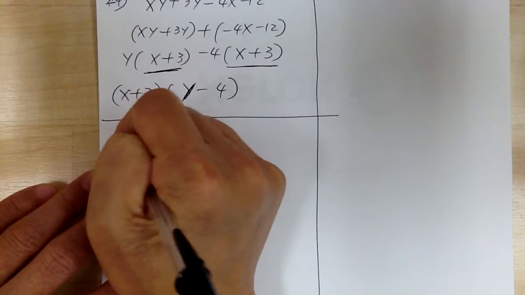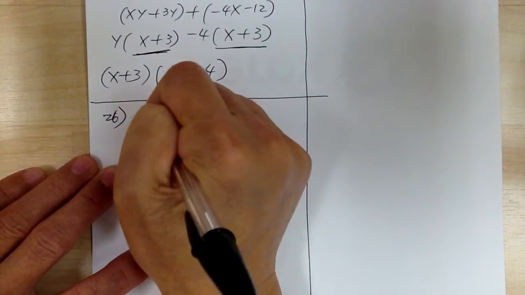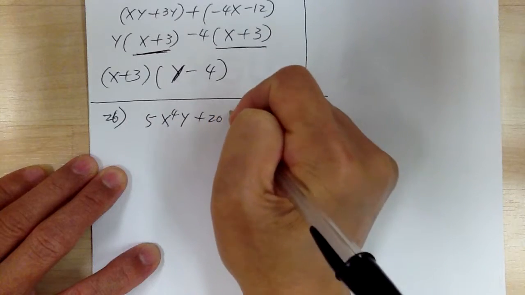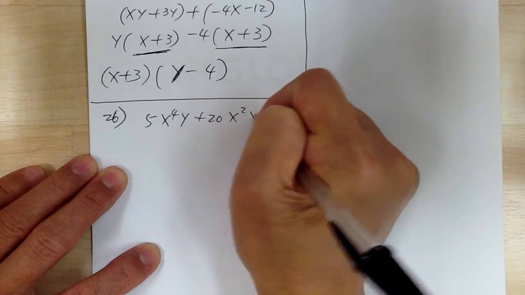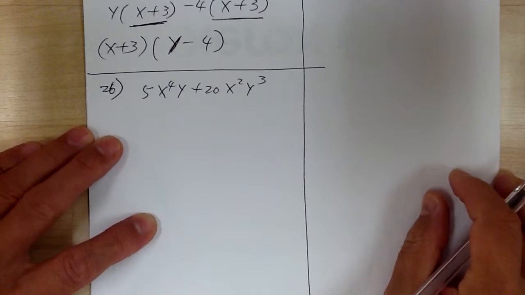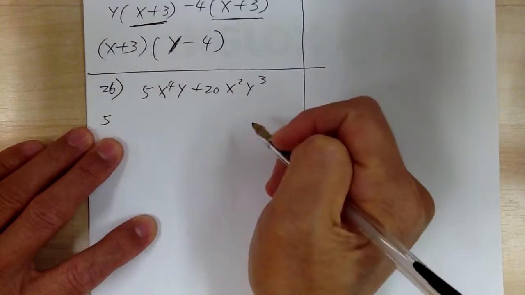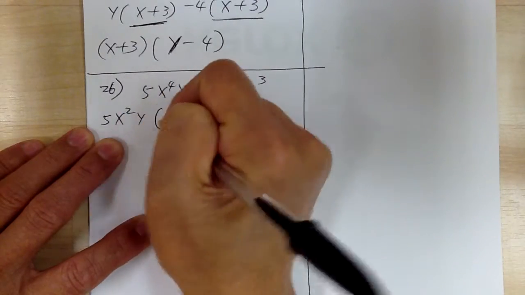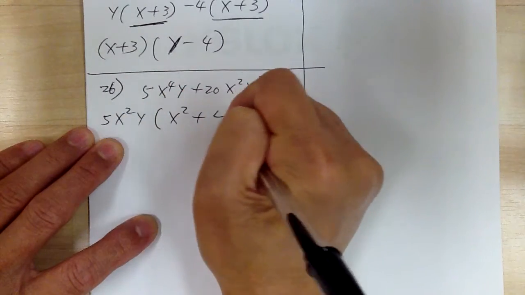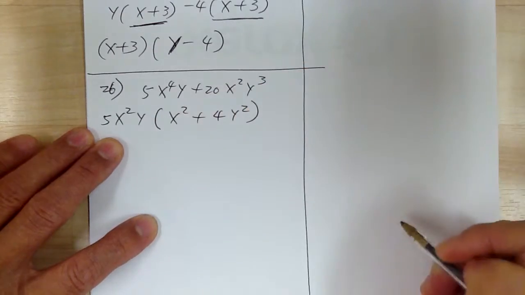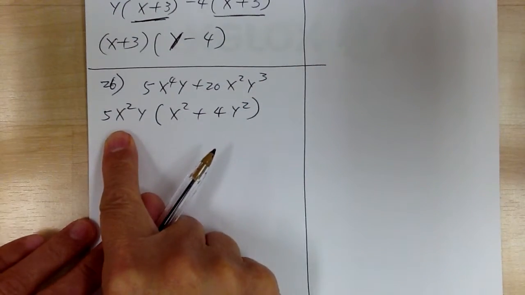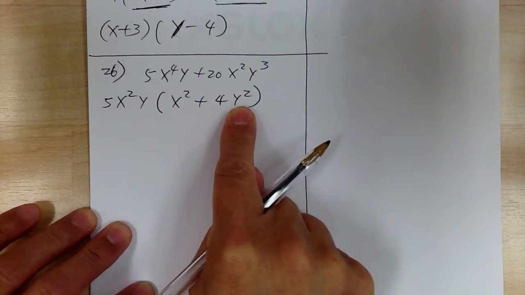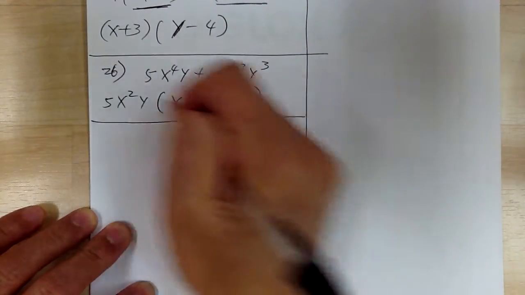Okay, number 26. You have 5x to the 4y plus 20x squared y to the 3. So step 1, common factor, factor out the 5, x squared, and the y. So you're going to get x squared plus 4y squared. Then this is a sum, so this is not factorable, so that's it. You're done on this one.